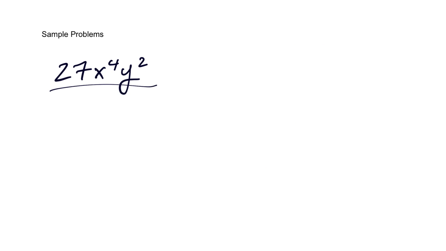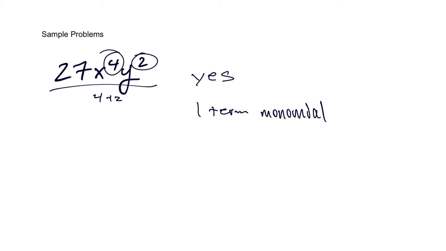Is this 24x to the fourth y squared, is that a polynomial? Yes. I have 0 variables in the denominator, and all my exponents are whole numbers. They are natural numbers, positive whole numbers. How many terms? I have 1 term. So we call that a monomial, whatever. And then what's the degree? So I'm going to add 4 plus 2 because those are my exponents, and I have a 6. So this is a 6th degree monomial.